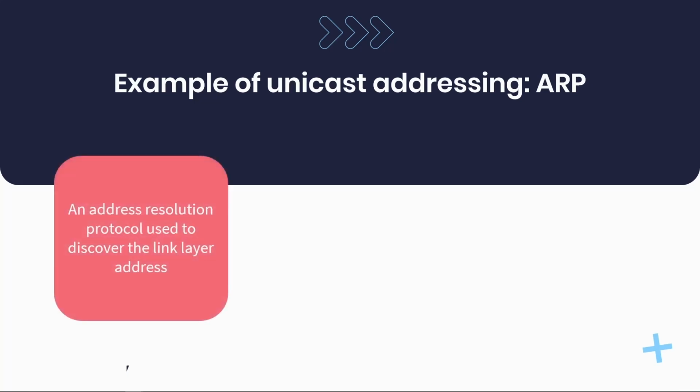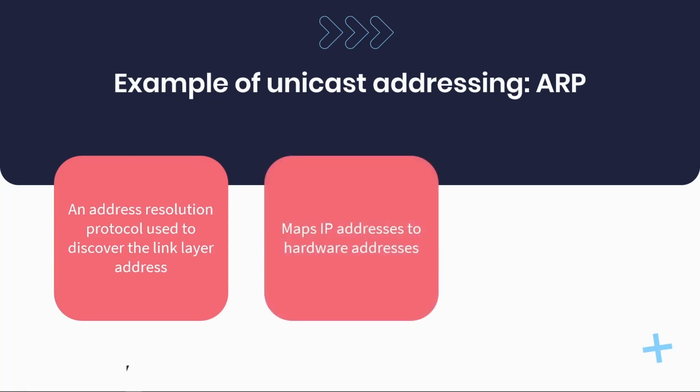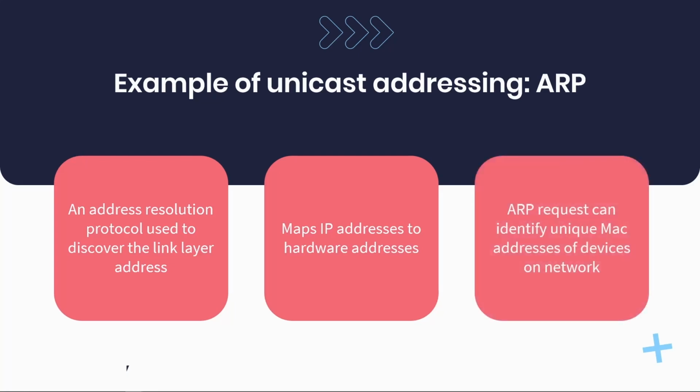Now, we have mentioned ARP before. It's an address resolution protocol used to discover the link layer addresses. It maps IP addresses to hardware addresses, which is the MAC address. ARP is a good example of a unicast request, and during the course of Lesson 8, we will analyze some ARP requests sent by network devices. Now, because these MAC addresses are unique to the physical component of the devices, the ARP request will be able to identify these devices on the network.